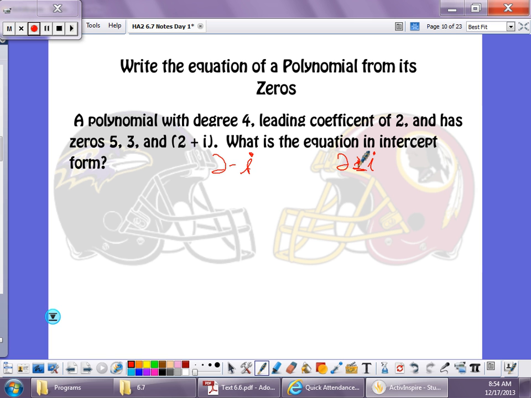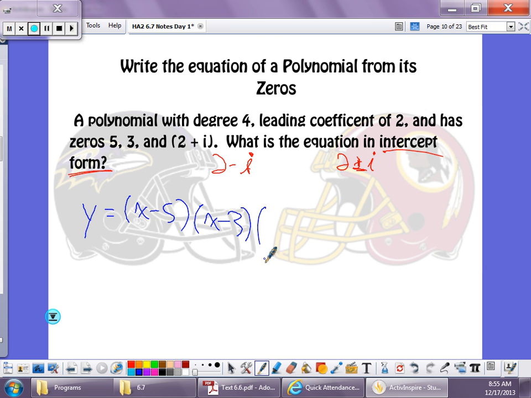2 plus i. The directions of this are also different. They say to write the equation in intercept form. Okay? Not standard form. Intercept form is just with the zeros. That's it. So my zeros are 5, 3, 2 plus i, 2 minus i. So here's how you would write this in intercept form. x minus 5, right? Pretty straightforward. x minus 3.